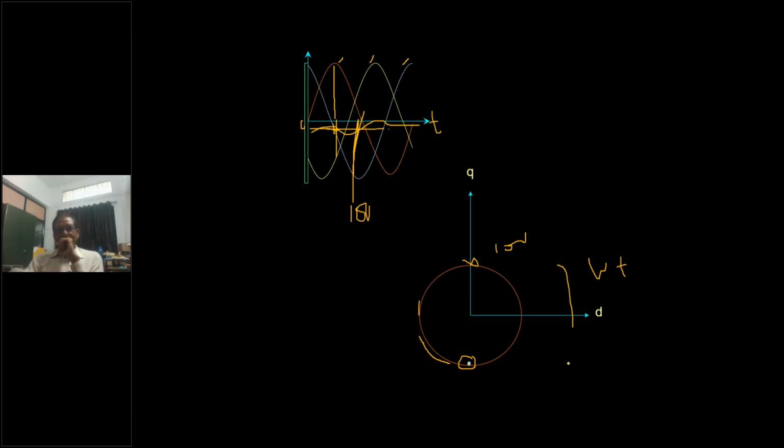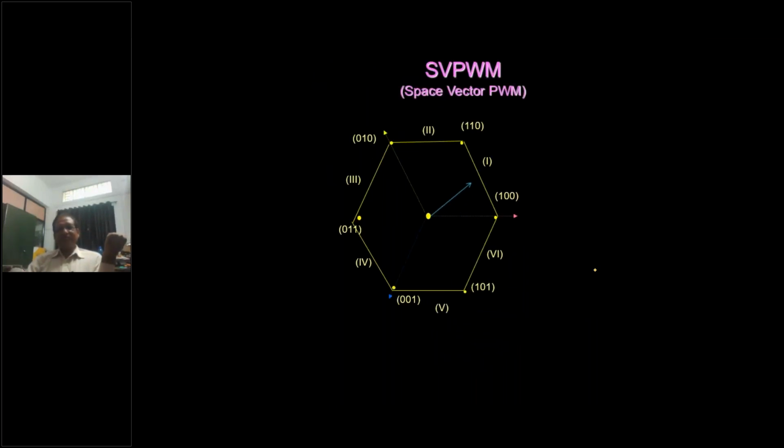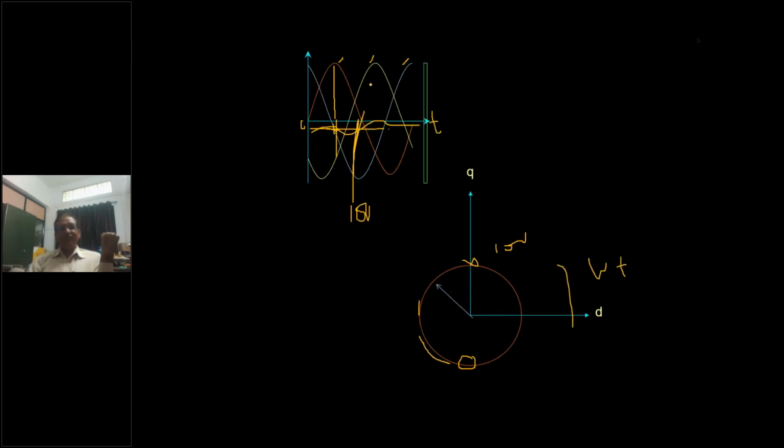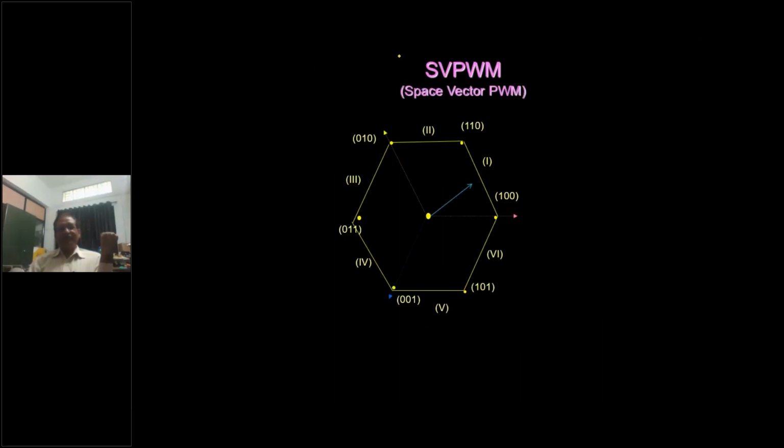Listen. As the time changes, omega t also changes, and if you connect this point with the origin, you see that the vector is rotating. This concept is used for vector control. Now, this is the output voltage which I want. I consider that this vector indicates what voltage I need to control my load, and these points indicate what voltage is available at the output of the inverter.